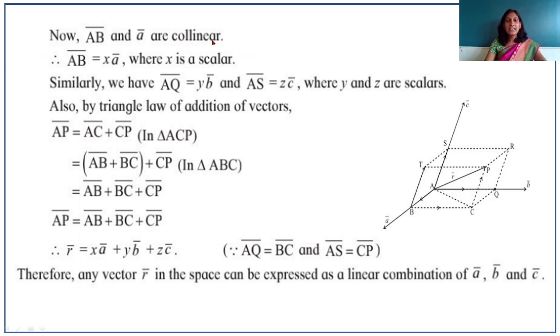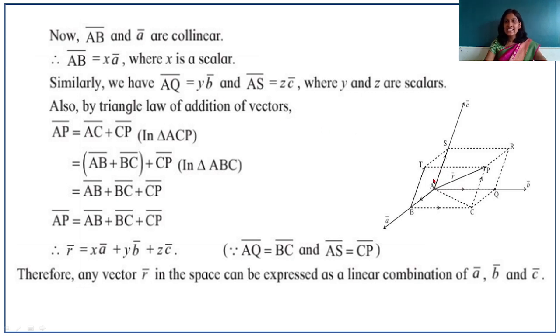Then AB bar and a bar are collinear. Why are they collinear? Because a bar is along AB bar. And if two vectors are collinear, then one vector is equal to a scalar multiple of the other. Suppose x is the scalar, then AB bar is equal to x a bar. Then consider AQ bar. AQ bar is along b bar, so AQ bar and b bar are also collinear. And if these are collinear, then AQ bar is equal to a scalar times b bar. Suppose that scalar is y.